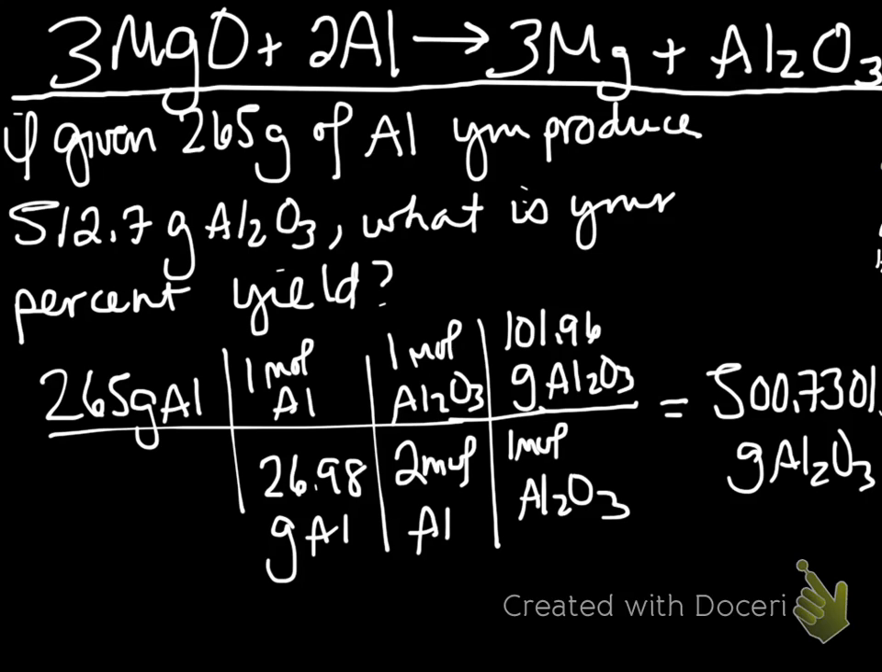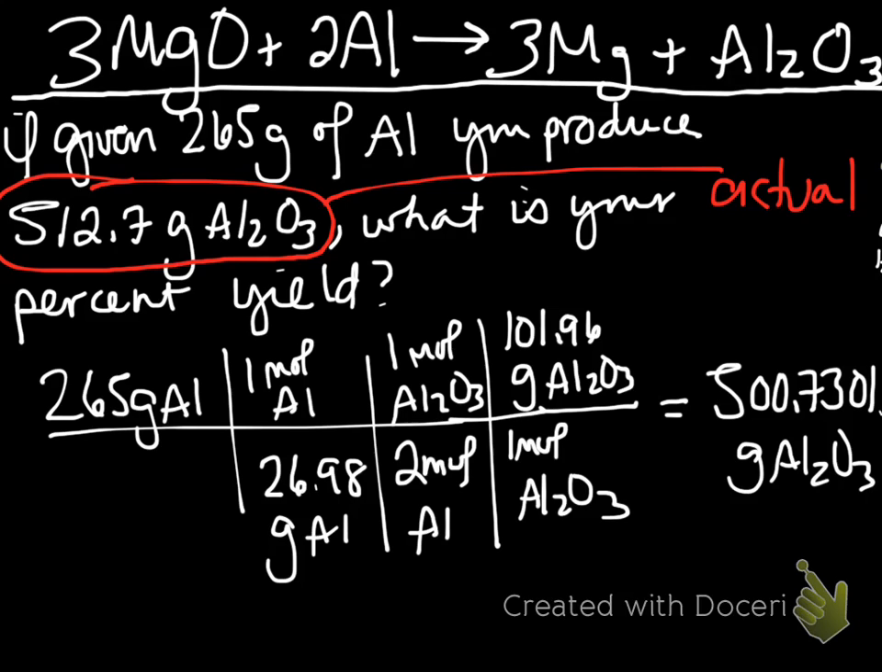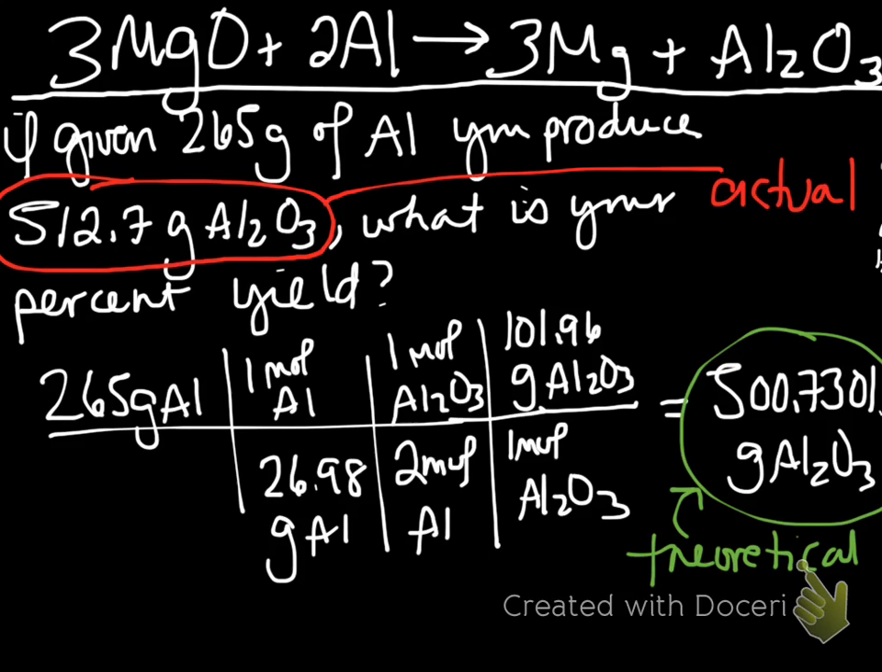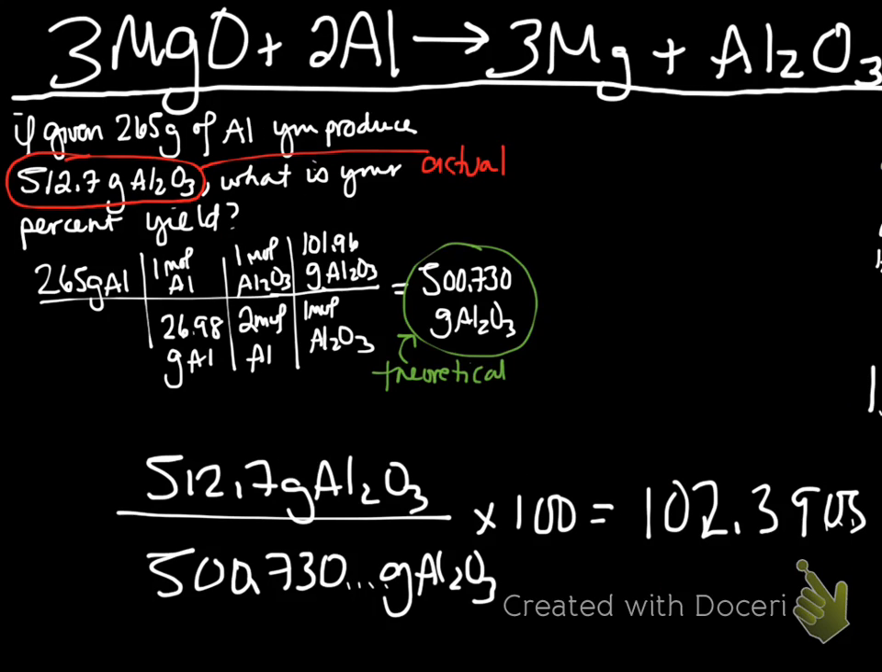Let's identify, where's our actual yield? Yeah, it's given in the problem here. So that's our actual. Our theoretical is actually a little bit lower. So we're back in the situation of we've obviously screwed something up, we've gained mass. Let's go ahead and do the percent yield. So we get a raw number of 102. When we sig fig, we're back to 3, so 102% yield.